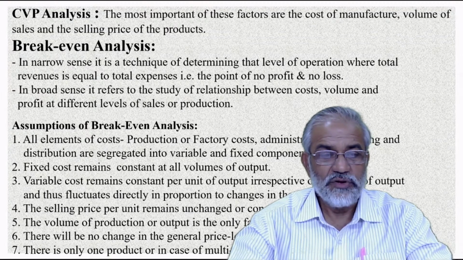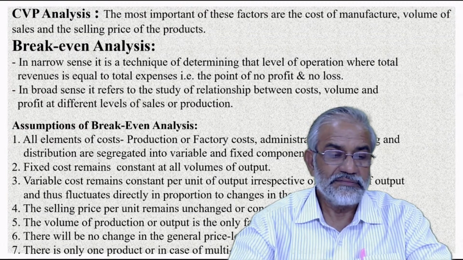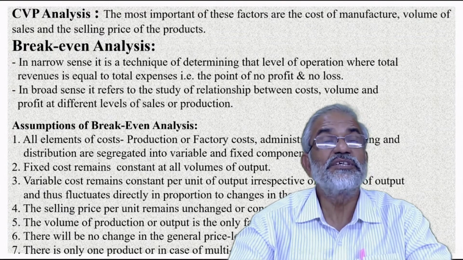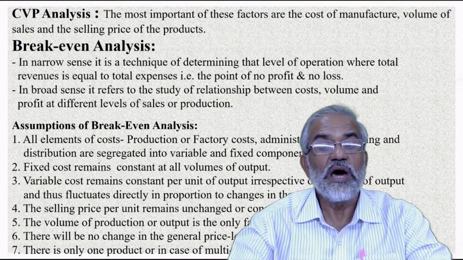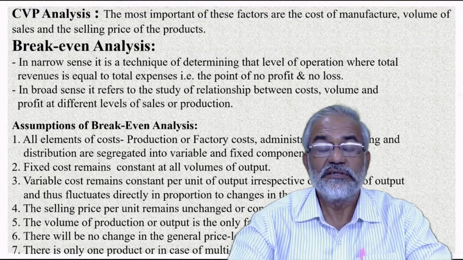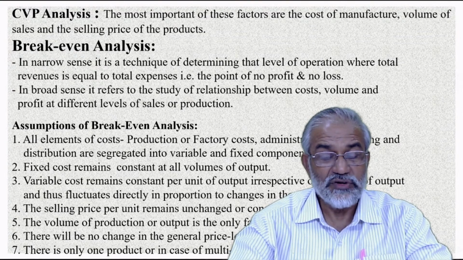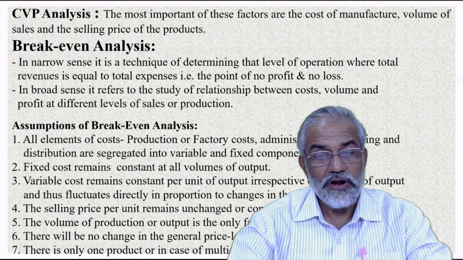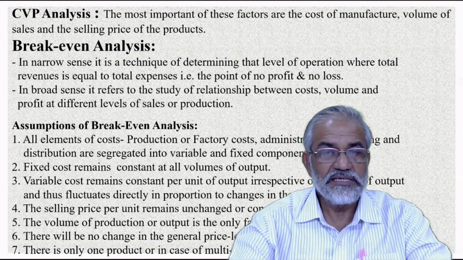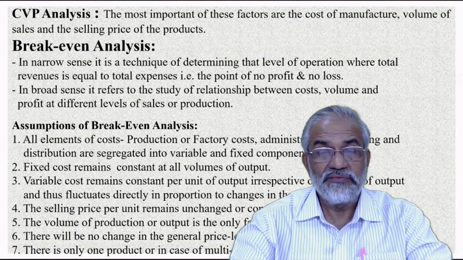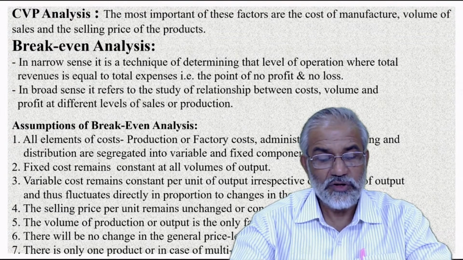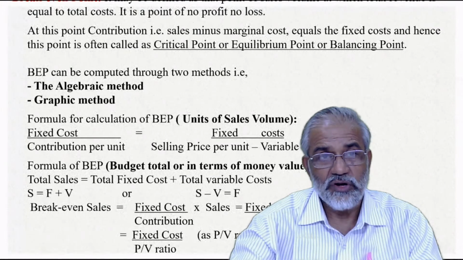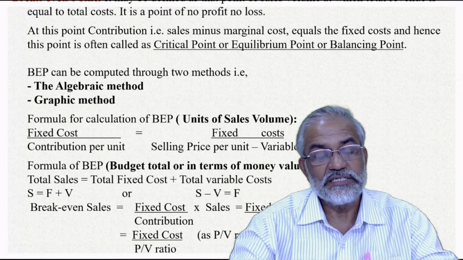The sixth assumption is there will be no change in the general price level. That means it will remain constant throughout. The seventh and last assumption in respect of break-even analysis is that there is only one product, or in case of multi-product, the sales mix remains unchanged. If there is one product, it's fine. If there are multiple products, then the sales mix, that means the mix of product 1, product 2 or product 3, should remain unaltered throughout. Otherwise, the break-even analysis will not work out properly.